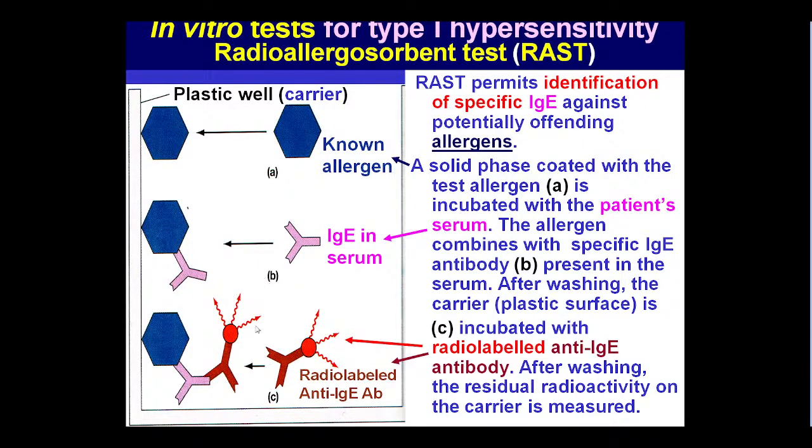the carrier plastic surface is incubated with radio-labeled anti-immunoglobulin antibodies of a brown color. Radio-labeled means that anti-human immunoglobulins, any immunoglobulin specific to human immunoglobulin E, are labeled by a radioactive isotope, for example an iodine isotope emitting gamma rays. After washing, the residual radioactivity from the gamma rays of the plastic carrier is measured. This is a very highly sensitive method.